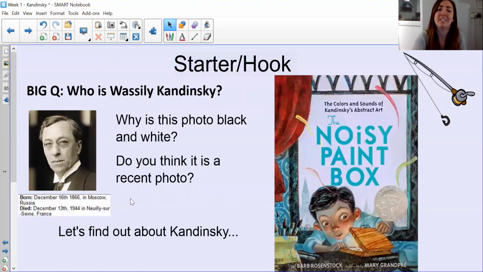Let's find out some more about Kandinsky through a story. The story is called The Noisy Paint Box, and the author is Barb Rosenstock. And the illustrator is Mary Grandpré.